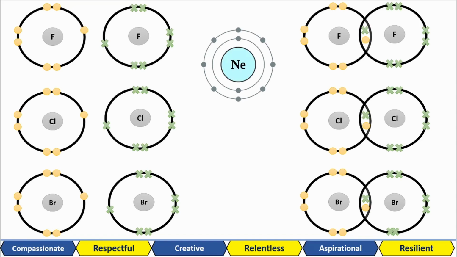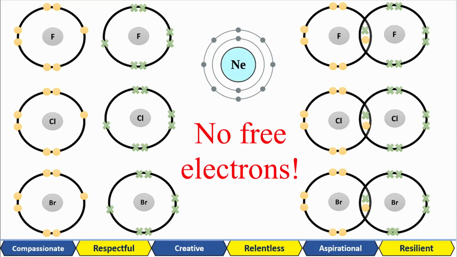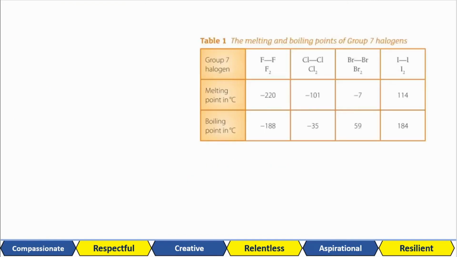This is why halogens travel around as diatomic molecules. Remember, di means 2, like dioxide, 2 oxygens, diatomic molecules. Also, this is why halogens do not conduct electricity. They do not have any free electrons that can move throughout their structure.